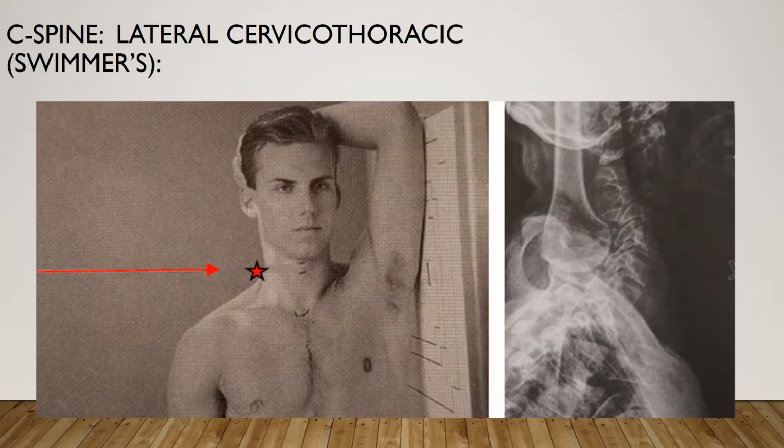Here is a swimmer's view. The SID needs to be 60 to 72. 72 is better because you can have a better visualization of C7 because of the less divergent rays. Patient is going to be seated or standing. Erect is preferred, and the C-spine aligned and centered to the CR.